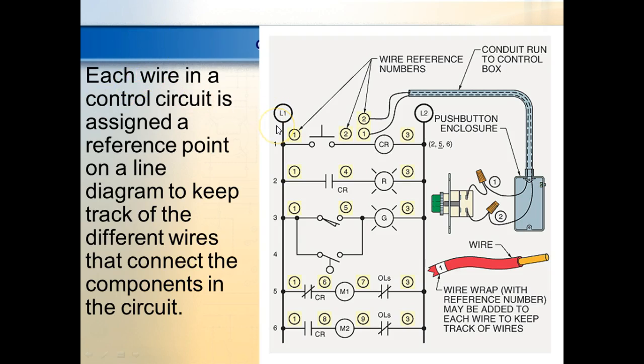Every time you go through something, it gets a different number. So here's number 1. We go through a switch, so this would be what? Number 2. We go through a relay, this would be number what? 3. Okay, now every wire that has a common connection uses the same number. So as soon as I hit this number 3, what would I do?